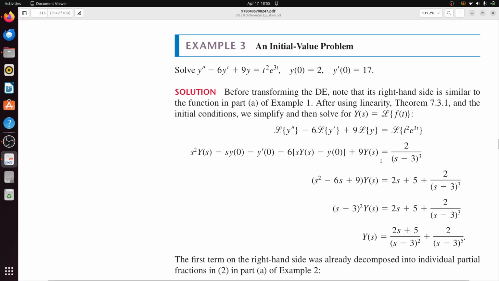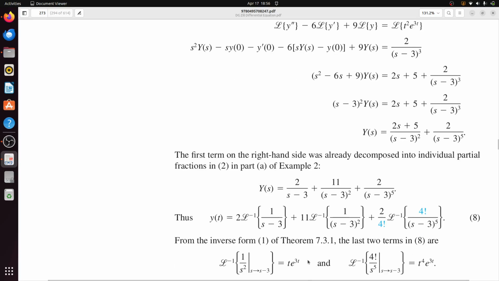It can be written as s square minus 6s plus 9 into Y(s), which is s minus 3 whole square into Y(s). So this is 2s plus 5 divided by s minus 3 whole square, plus 2 by s minus 3 to the power 5. The first term on the right hand side was already decomposed into individual parts in fraction 2 in part A of example 2. I will upload the note, no worry about it. So you can write the first part as 2 by s minus 3 plus 11 by s minus 3 whole square.